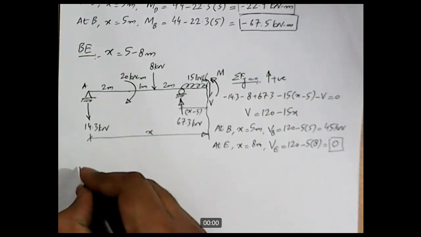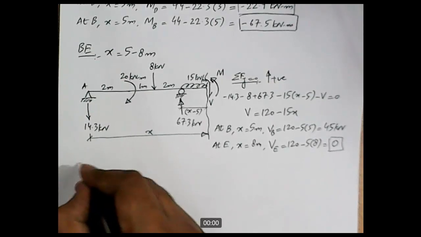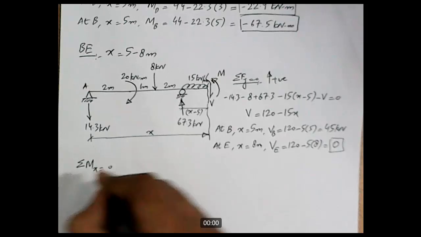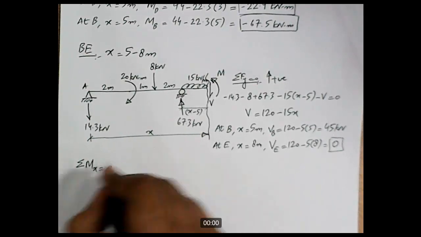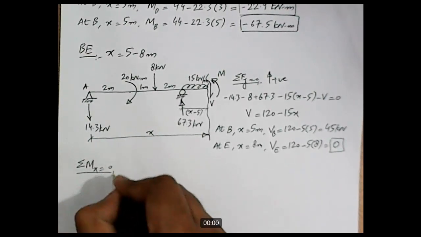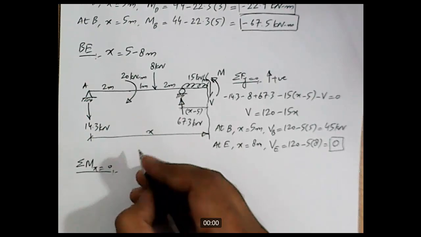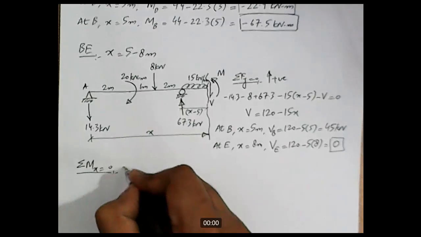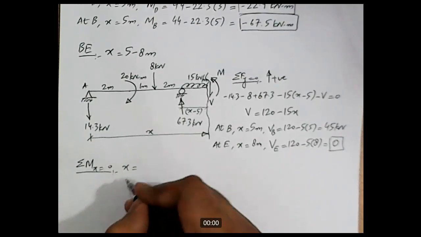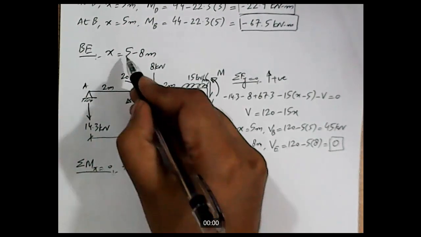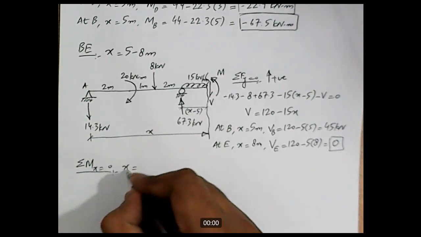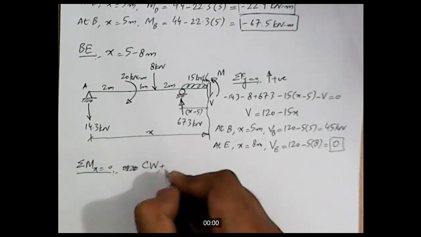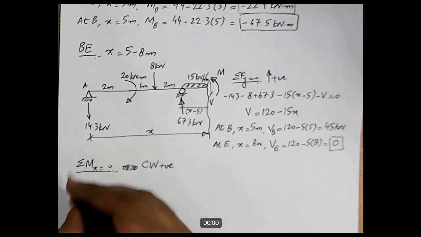Okay, now let's move towards bending moment. Sigma Mx equal to 0. How much is the value of x for this region? We have already written, x for this region varies from 5 to 8, so we need to write down our convention: clockwise as positive.